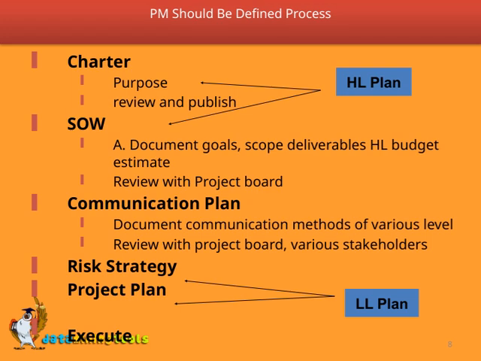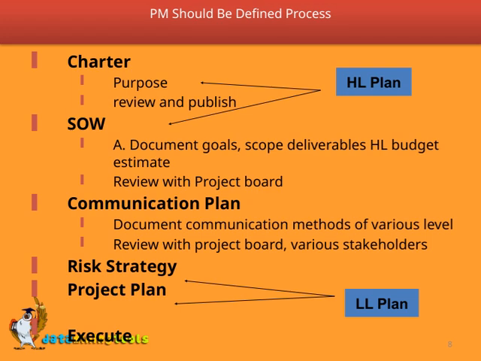Then we move to the SOW, or Statement of Work. This should clearly document the goals, scope, and deliverables, along with an HL budget estimate. Reviewing this with the project board helps confirm that the expectations are realistic and agreed upon. Communication is vital, so we develop a communication plan that outlines how we will communicate at different levels and with various stakeholders. Regular reviews with the project board and stakeholders keep everyone informed and engaged.